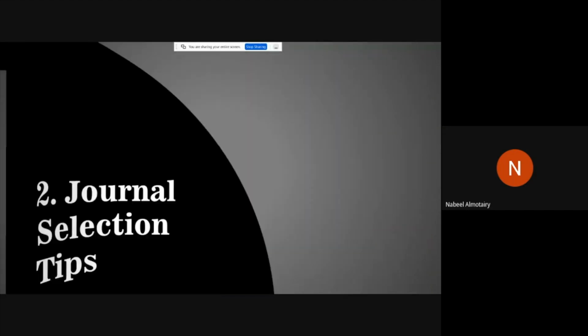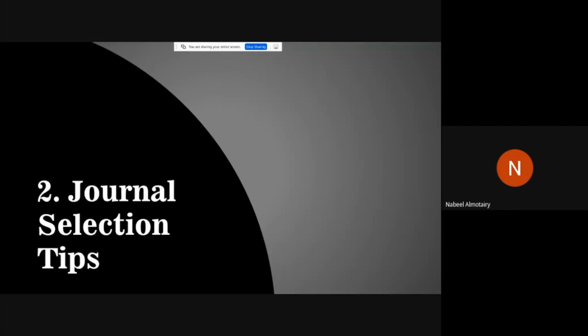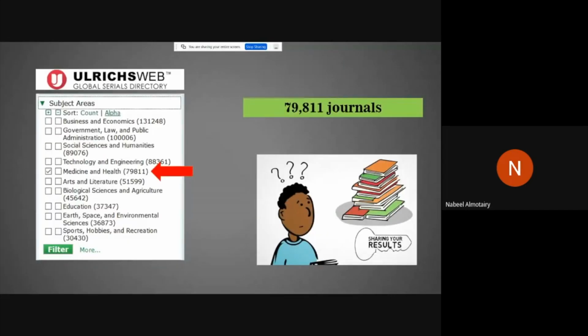Okay, now we have finished the academic writing. Now we could start with the journal selection tips. If you do a quick search in medicine and health journals, you'll find there are around 80,000 journals. So the selection of a specific journal that fits your study is a bit difficult.